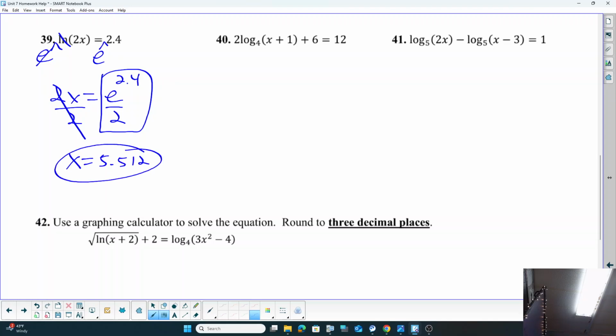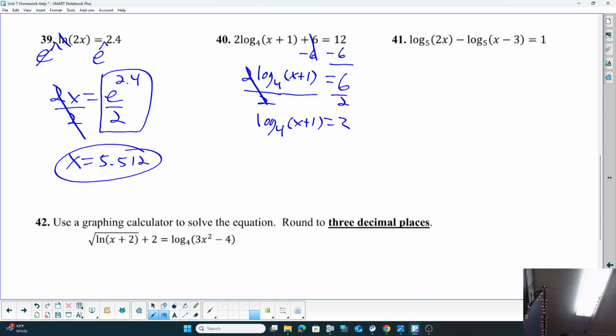Okay, next one. You don't have to condense it, but you do have to get everything to the other side first. So minus 6, we get 6. And then we have 2 log base 4 of x plus 1, trying to solve for x. So then we're going to divide by 2, and now we have log base 4 of x plus 1 equals 3.